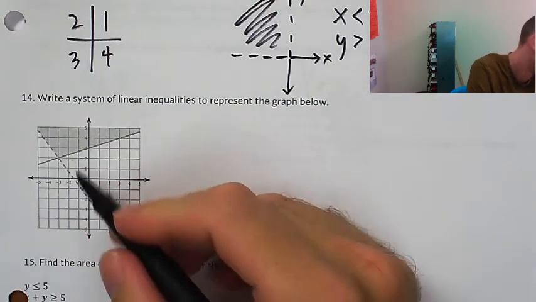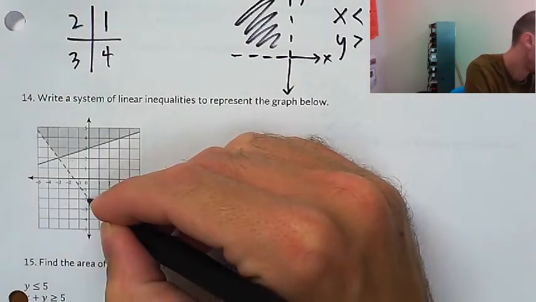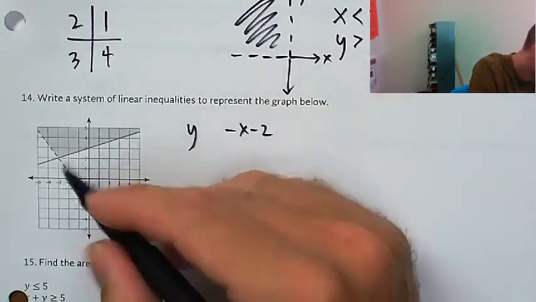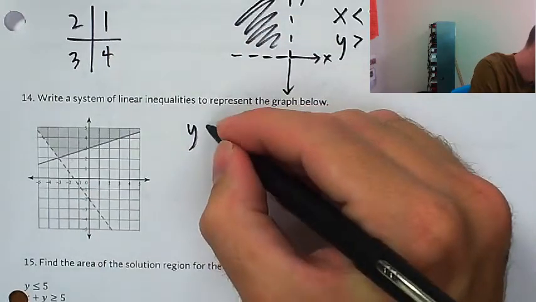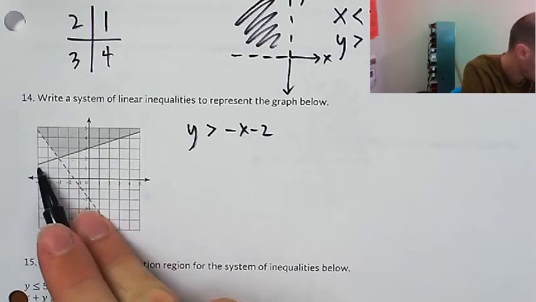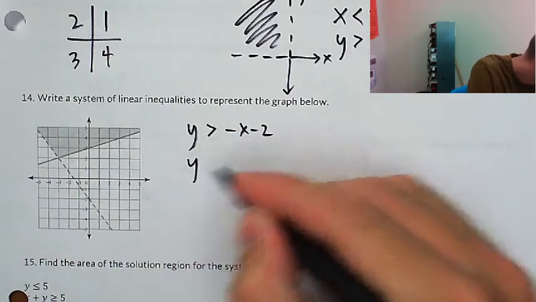So right now what I can see, I know this line would be y equals negative x, because the slope of negative 1, minus 2. But we're above this dotted line, so it's going to be greater than. And it's just going to be greater than because of the dottedness. Then over here I've got a solid line. The slope is 1/3.